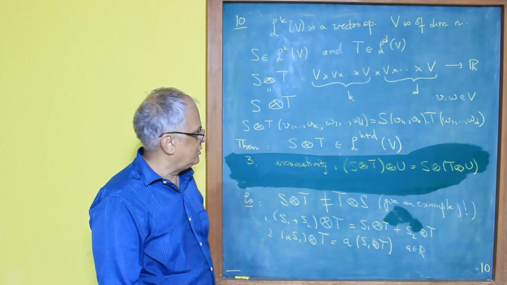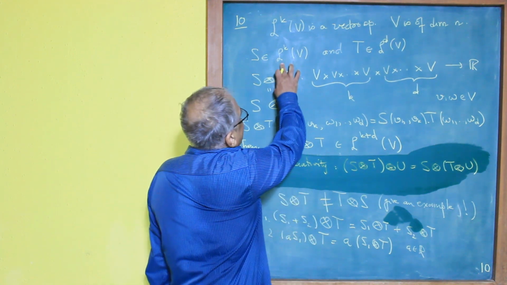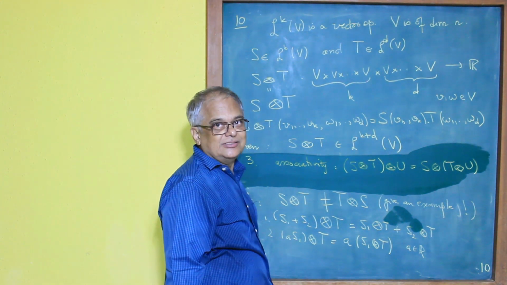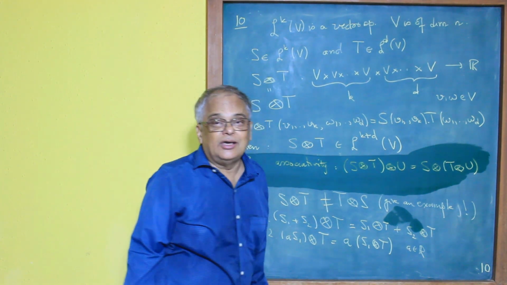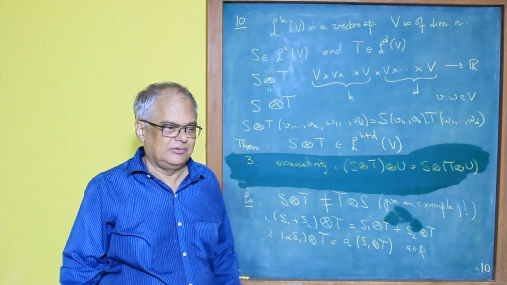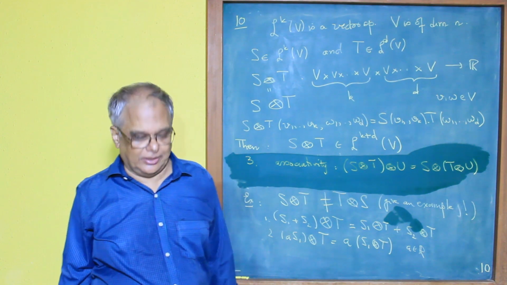What is it a product on? It's a product from Lk V cross Ld V to Lk plus d V. This is a particular example of what is called a graded algebra. Don't have to worry too much about it.